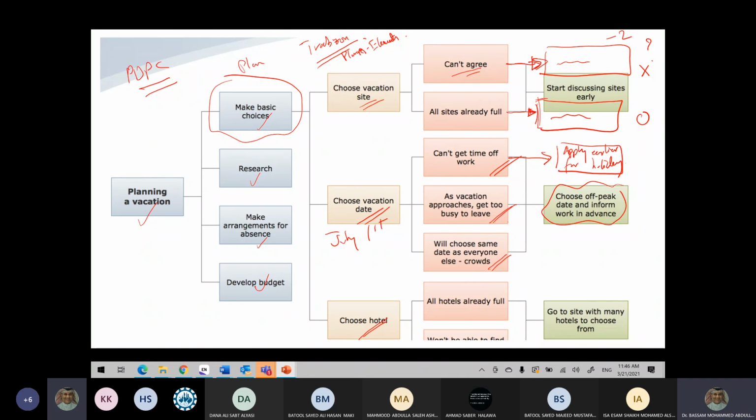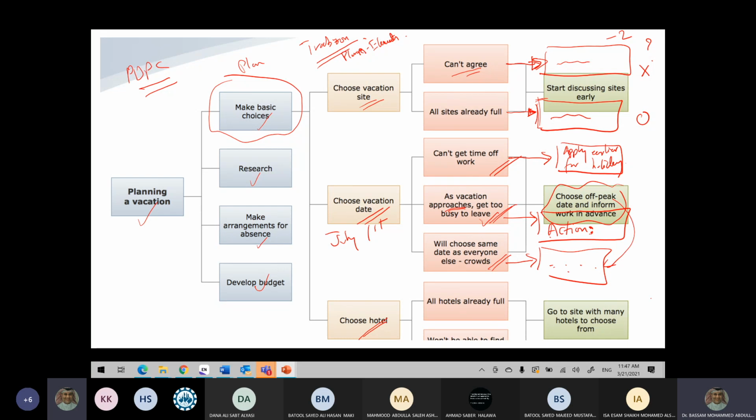Now, busy, sometimes it becomes really busy before you leave, and you cannot go for vacation. So now you want to put another action here, just to make sure that you have a checklist of everything that you should do before you leave, so that when it approaches that vacation, you don't have a problem. Now, because it is a very crowded time, you may choose an off-peak date here. That is the solution here.